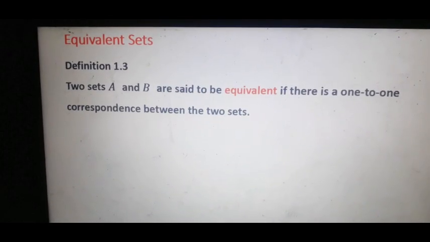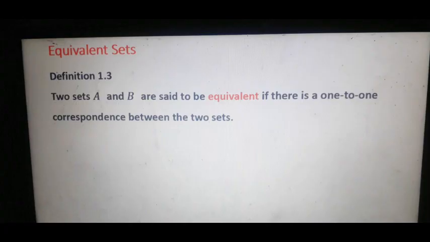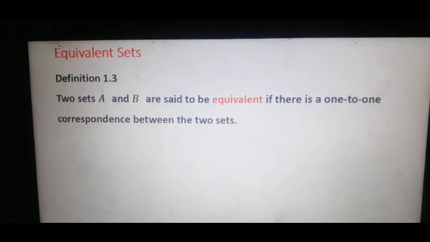Two sets A and B are said to be equivalent if there is a one-to-one correspondence between the two sets.